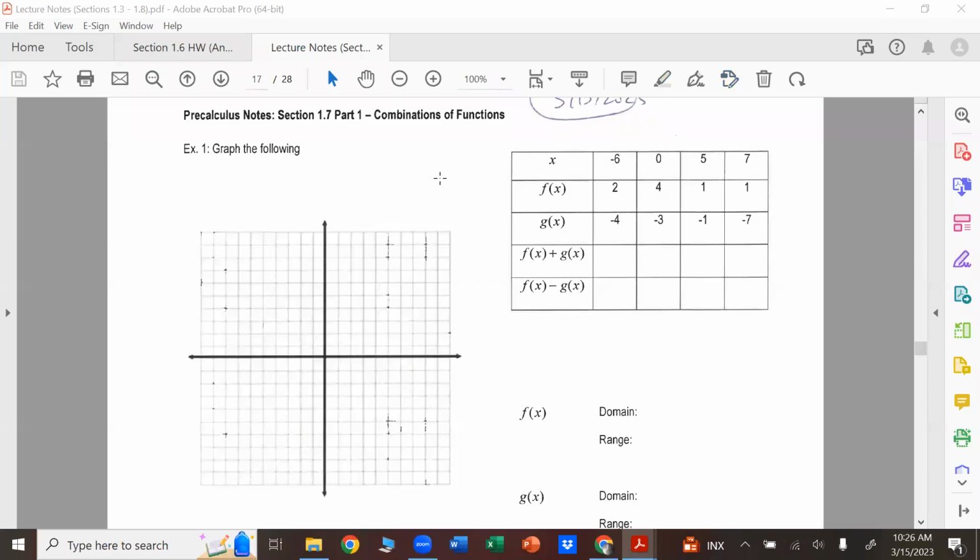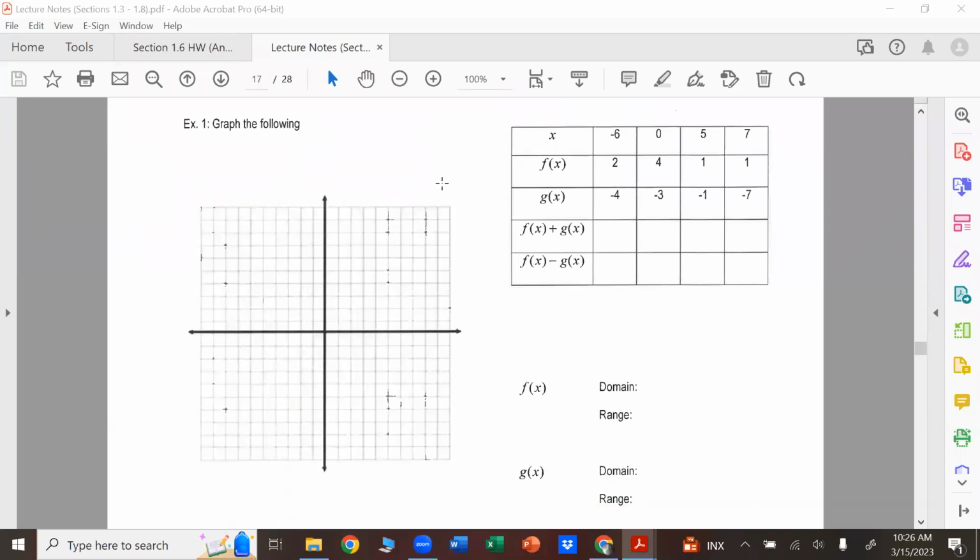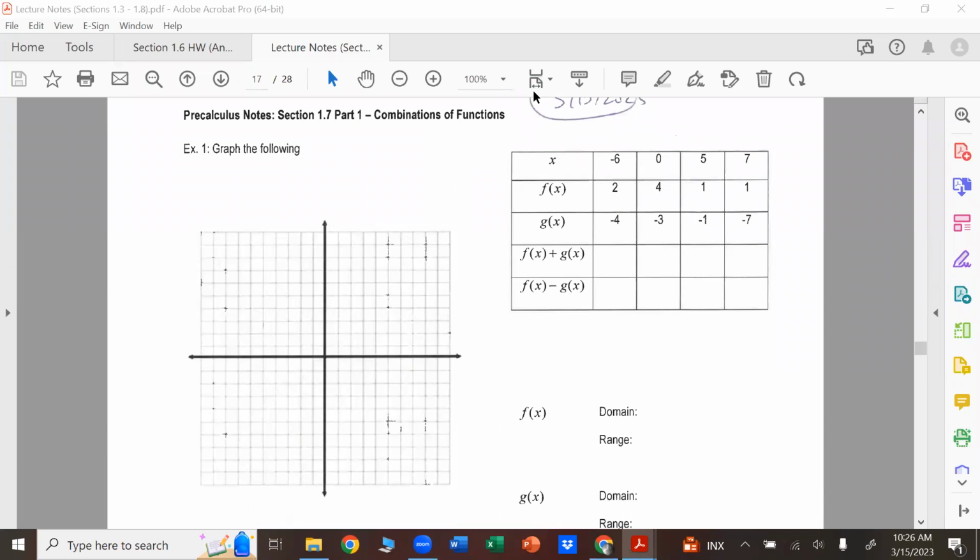All right, so here, 1.7 part 1, combination of functions, March 15th. Here we have a table of x and y values. We have two different y values, f of x and g of x. And you're asked to graph the following, so that's not going to be hard, right? And let's color code. So let's do f of x in red. Let's do g of x in blue.